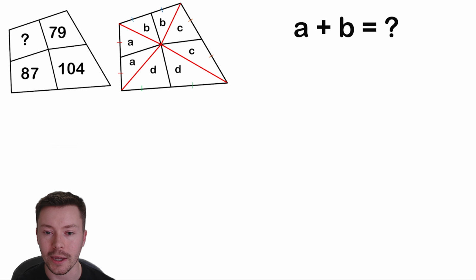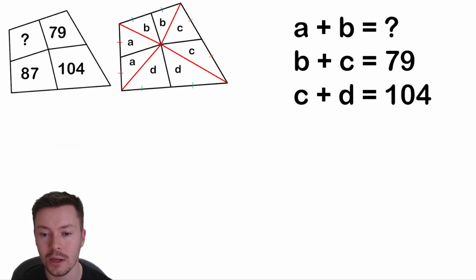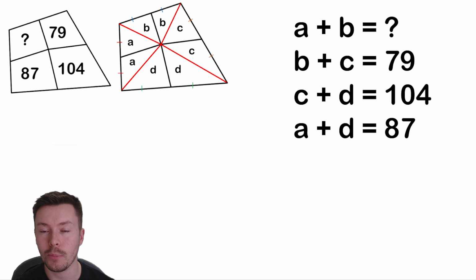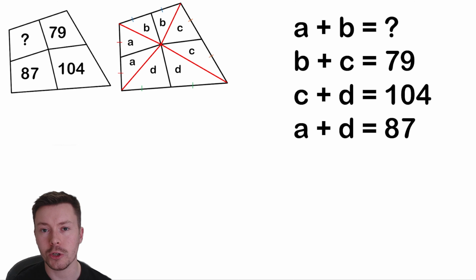What we get is that A plus B in the top left is the question mark. We then get that B plus C is 79, C plus D, the bottom right, is 104, and A plus D is 87. Now we've got four variables and four equations, so this should be solvable. What I want next is to work out the value of A plus B, so I need an equation with A and B in it, and then we can work the other things out.